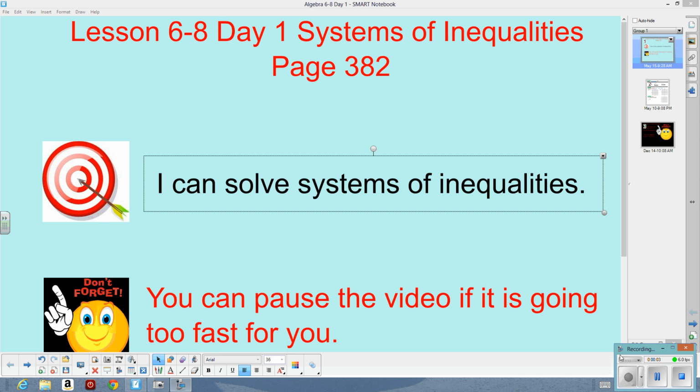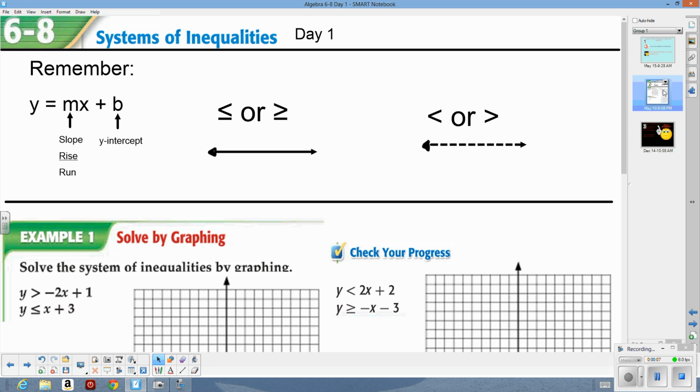Lesson 6, Day 1, you will solve systems of inequalities. A system of inequalities is two or more inequalities that have the same variables. The solution is the ordered pairs that are solutions to all of the inequalities.